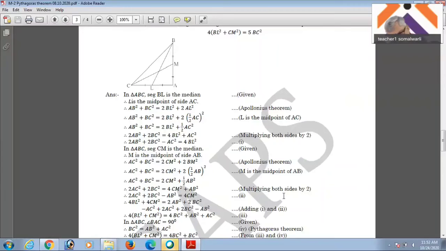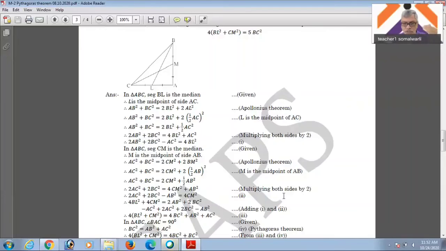Now we will once again multiply by 2. So what will happen? 2AC square plus 2BC square is equal to 4CM square plus AB square. Now AB square we will transfer to that side. So 2AC square plus 2BC square minus AB square is equal to 4CM square. Now in our claim, the left hand side should be 4BL square plus 4CM square, and we got 4BL square and 4CM square.